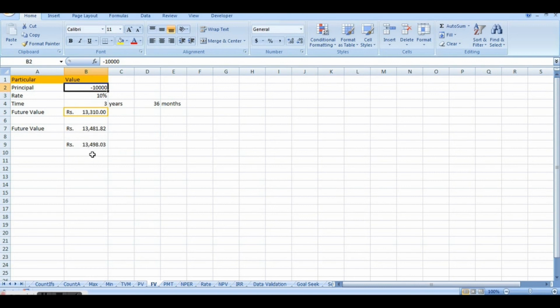So whenever you are keeping a deposit in a bank or taking a loan, you need to see how many times the compounding is done. So this is how the present value and future value formula is used or calculated in Excel.